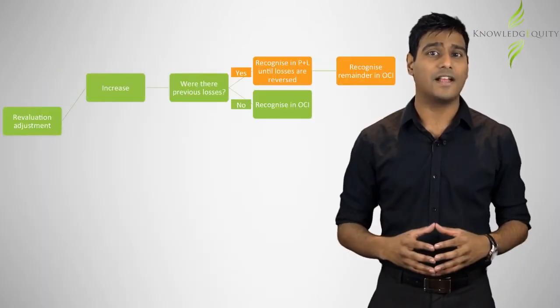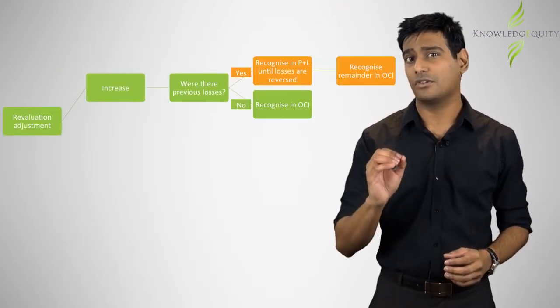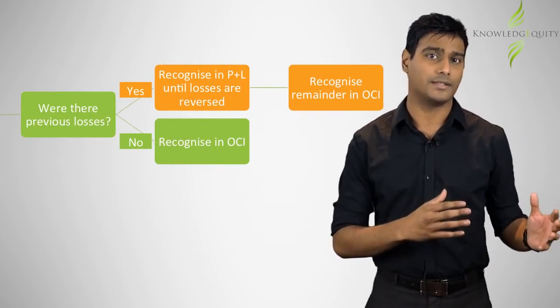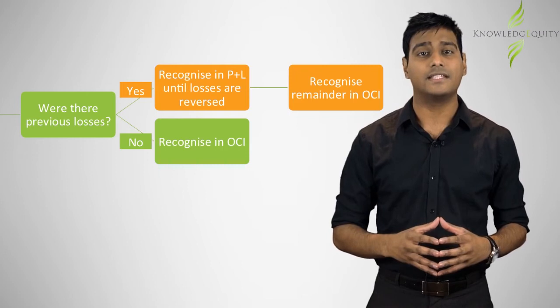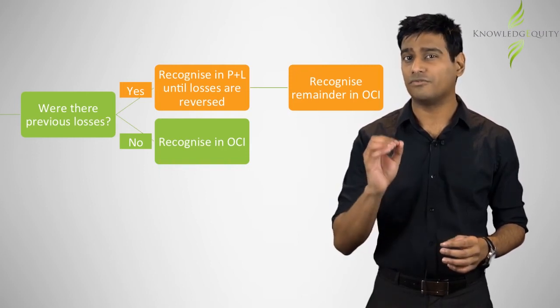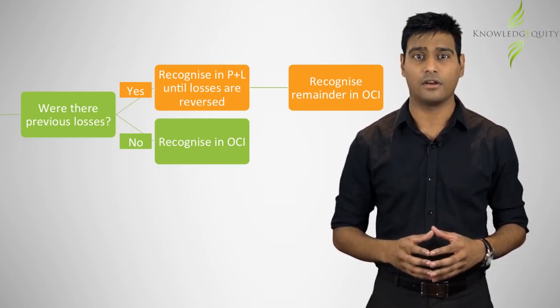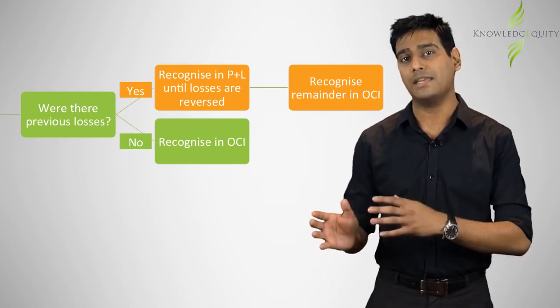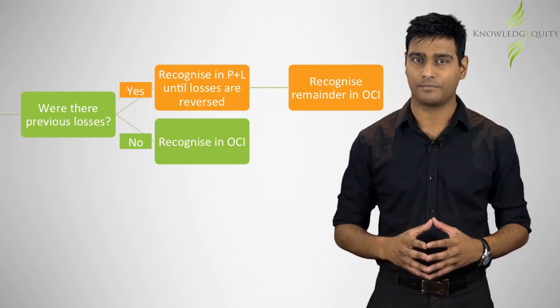So when there is a revaluation gain, you first need to consider if there were any revaluation losses that were recognized in prior years. If there were, then the exception applies, which requires you to first recognize the gain in profit and loss until the previous losses were reversed, and then to recognize the remainder in other comprehensive income.